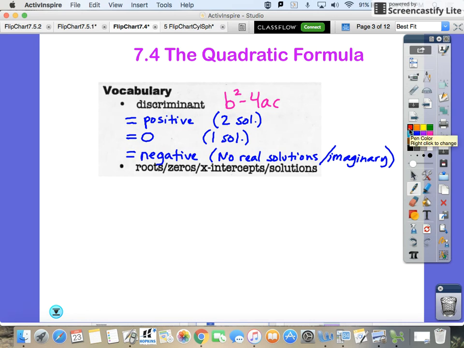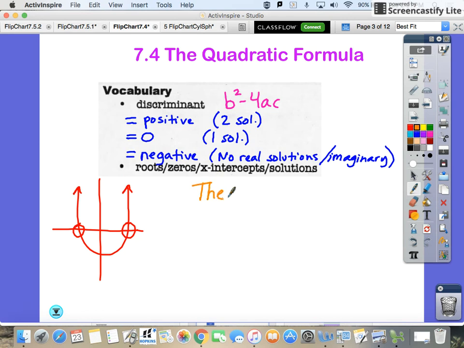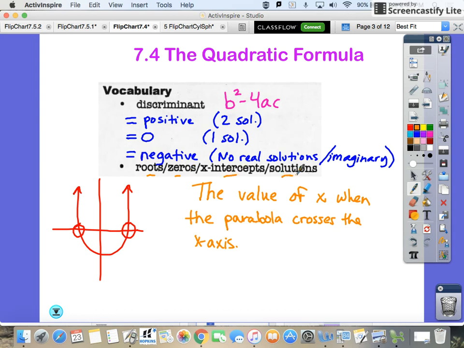And then roots, zeros, x-intercepts, solutions. This is what I drew on the previous page. It's these two values. It's the value of x when the parabola crosses the x-axis. There are a lot of different names: roots, zeros, x-intercept, solutions, but it all means the same thing. It means where does it cross the x-axis.